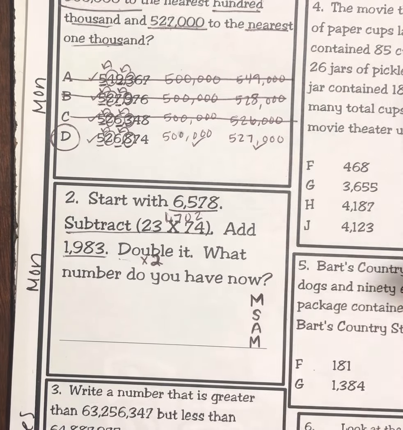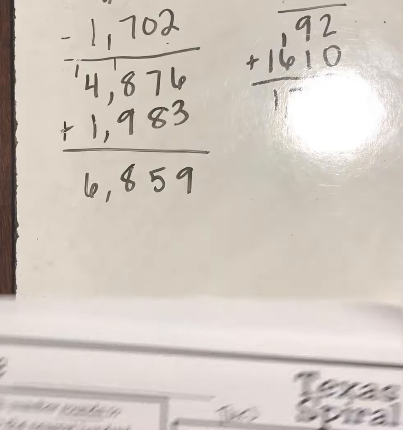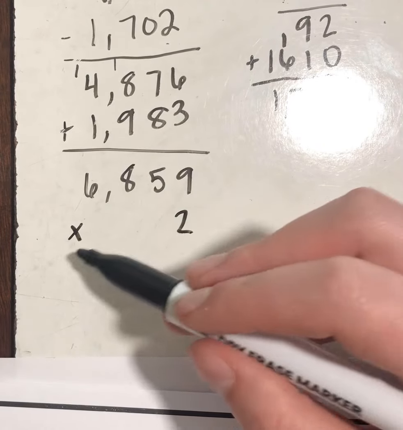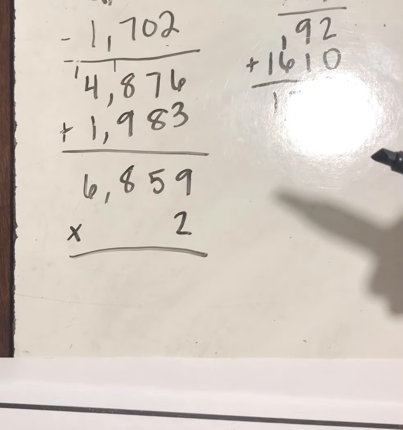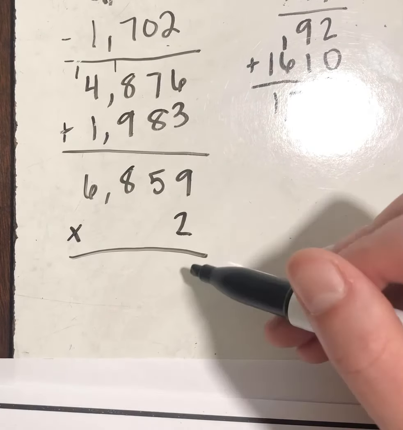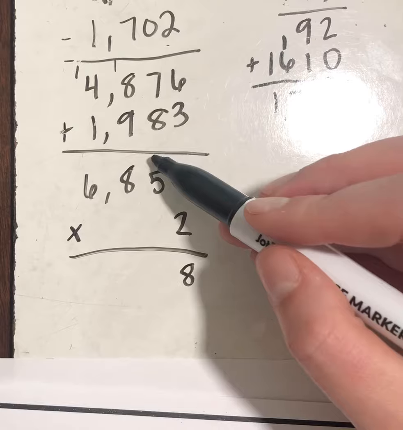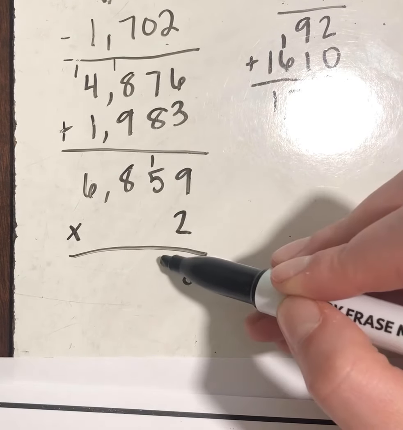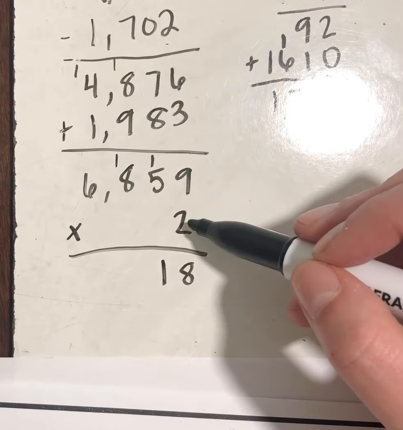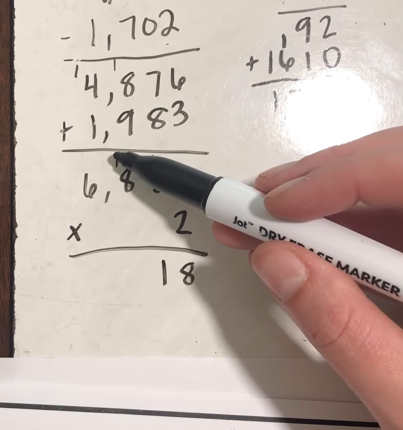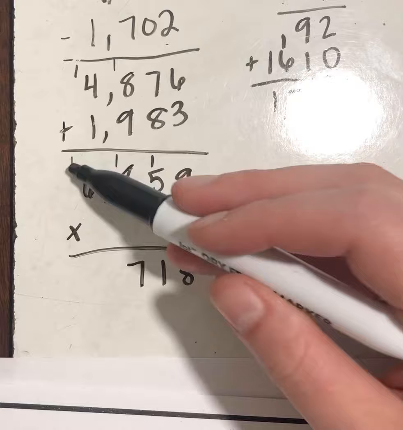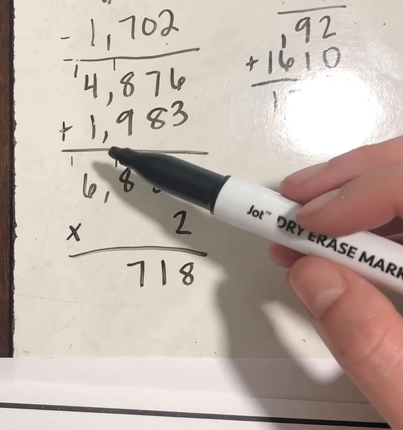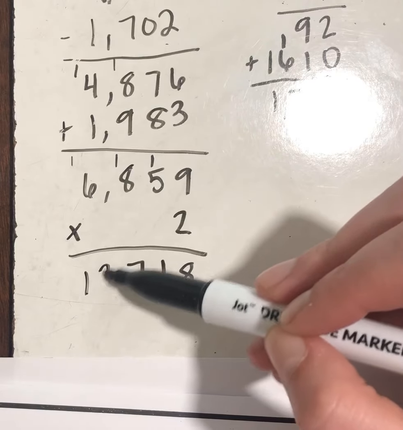Now it says to double it. Remember, double it means times 2. So I'm going to take 6,859 times 2 and I'm going to multiply. 9 times 2 is 18. Drop my 8, carry my 1. 2 times 5 is 10, plus 1 is 11. 2 times 8 is 16, plus 1 is 17. Drop my 7, carry my 1. 2 times 6 is 12, plus 1 is 13.